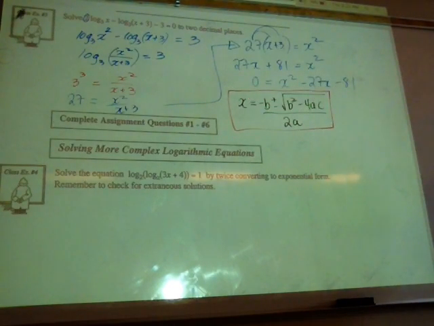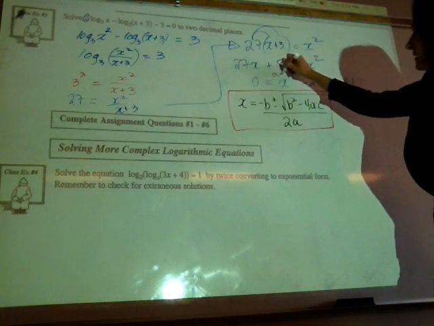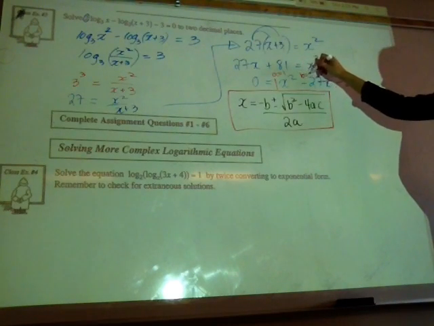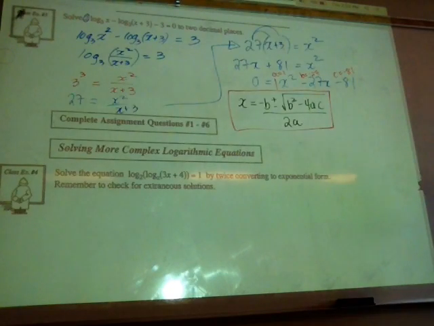So let's just note, based on the equation we have, what our a is. A is equal to 1, so there's an imaginary 1 there. Our B is negative 27, and our C is negative 81. So we just have to plug that into the equation.